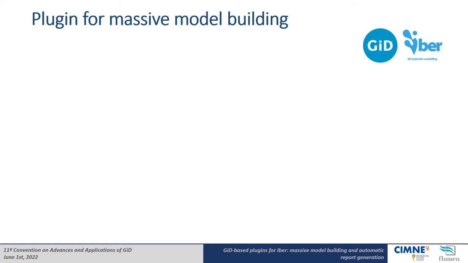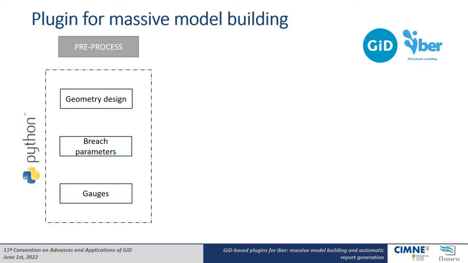The pre-process consists of the generation of a series of files containing the geometry, the bridge parameters, and the location of the points to extract results, called gauges. These files are created using a Python script.